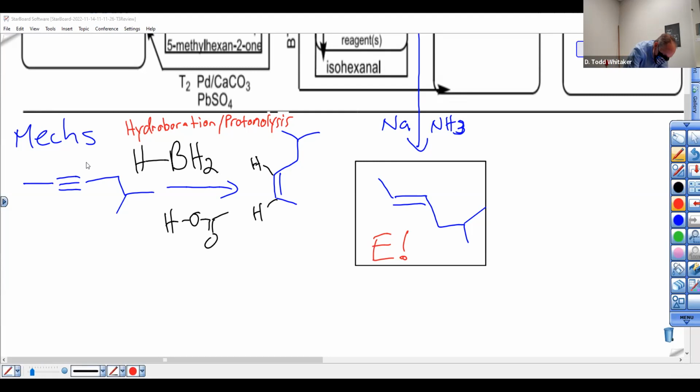And I want you to attack the B. Nobody's surprised we're attacking the B, I hope. And H coming back. And this one's not a no-brainer. There is not a more substituted carbon, so it doesn't matter which carbon you come back to. Just pick one of them. There's no right or wrong as long as this arrow comes back to one of the carbons.